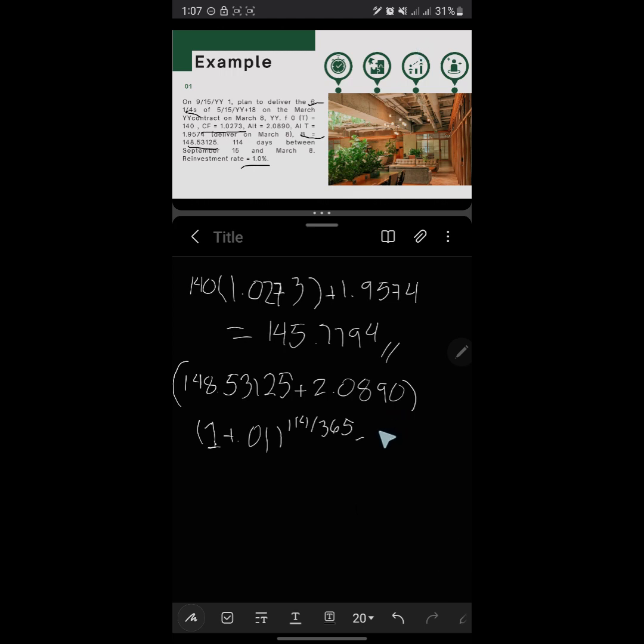So we will put the coupon interest here, 3.125, multiplied to 1 plus the reinvestment rate, raised to 114 divided by 365, and that will amount to 148.2058.